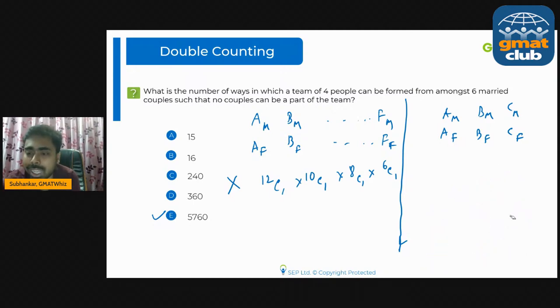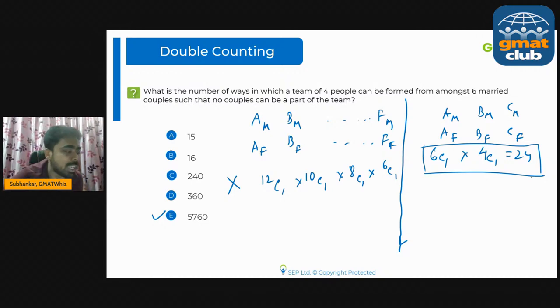So I'm trying to select it, and I know my selection is 6C1 and 4C1, which is wrong, by the way. This is the wrong approach. So I'm trying to answer first why the approach is wrong, and then I'll get to the correct one. So when I select 6C1, there is one scenario where I'll select AM, because I can select any of the six. So I will select AM, AF, BM, BF, CM, CF, all of them.